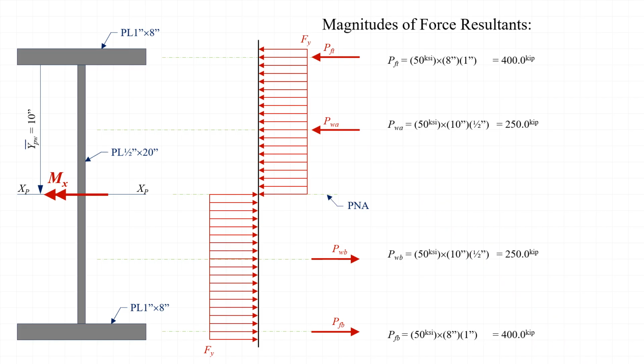And then we can calculate the force resultant in the bottom flange as 50 ksi times the flange width of 8 inches times the thickness of 1 inch, which is again equal to 400 kips.